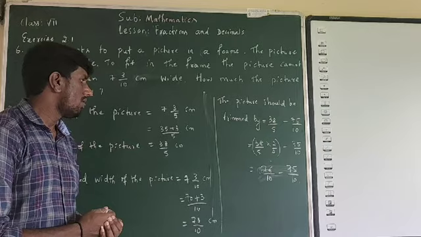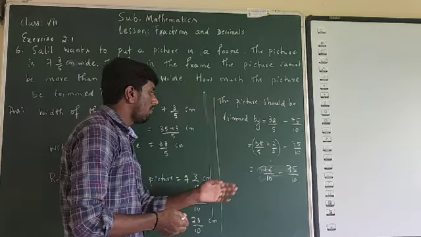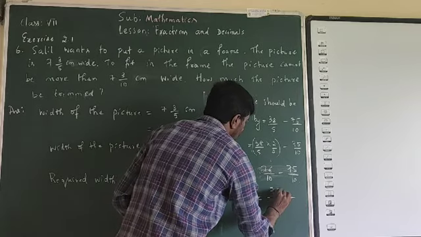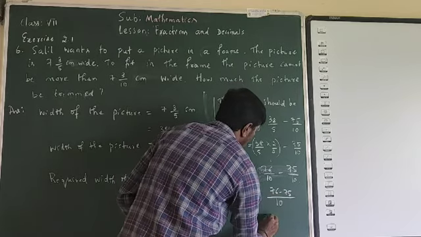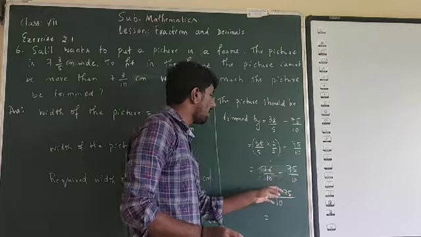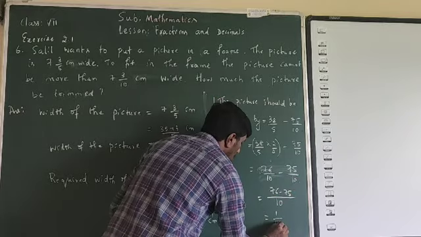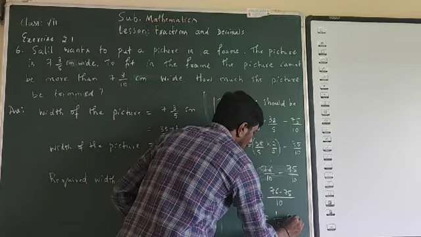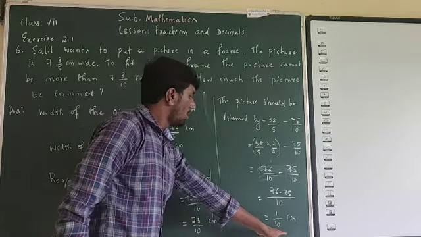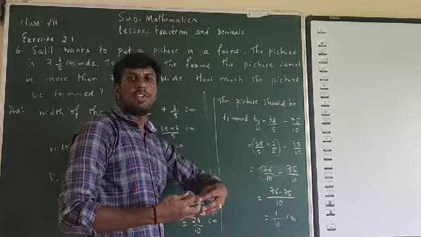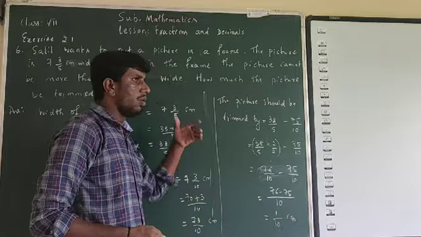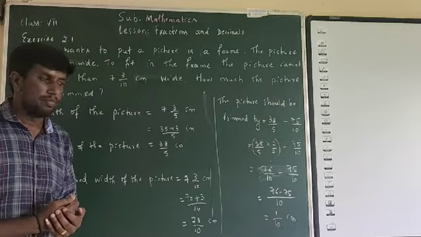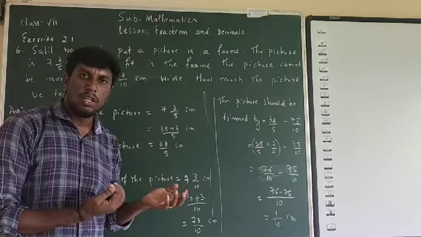76 by 10 minus 75 by 10. We have taken the common denominator. So when we take the common denominator, 76 minus 75, if you subtract 75 from 76, it will become 1 by 10. So this is 1 by 10 centimeter, right? This will be the width which we need to trim from the original picture in order to fit it in the frame.